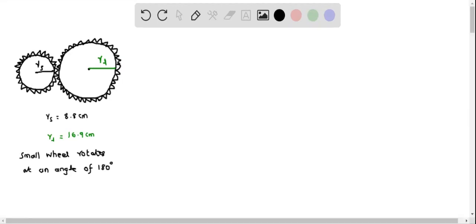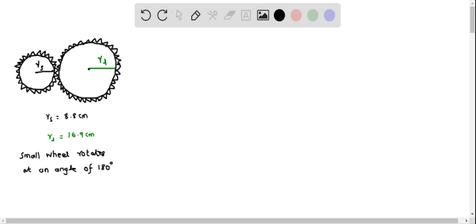Here we have the diagrammatic representation of the two wheels. The one on the left is the smaller wheel and the one on the right is the larger wheel. The smaller wheel has the radius of 8.8 centimeter and the larger wheel has the radius of 16.9 centimeter. So the larger wheel rotates because of the rotation of the smaller wheel.